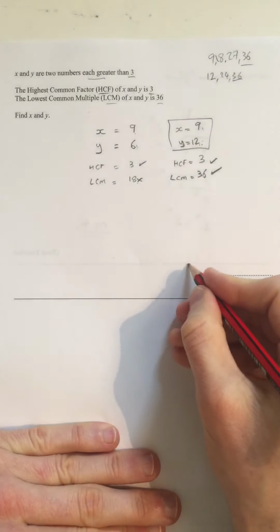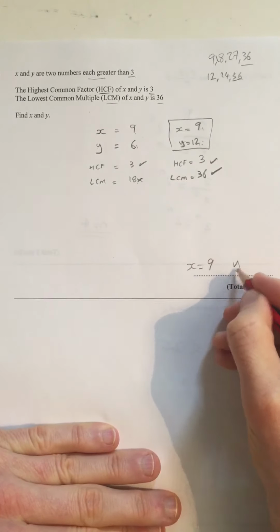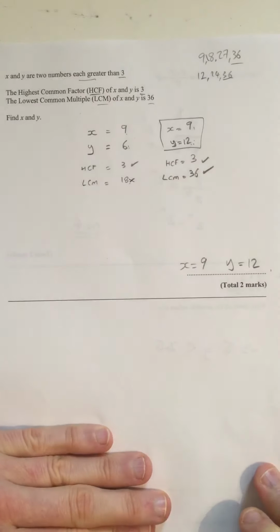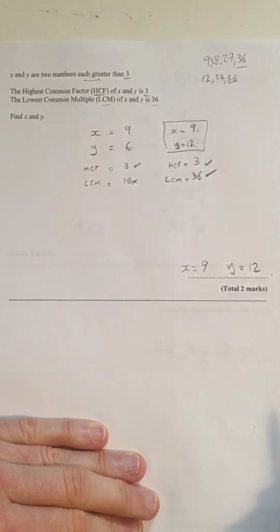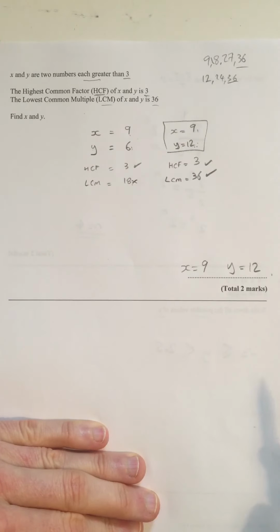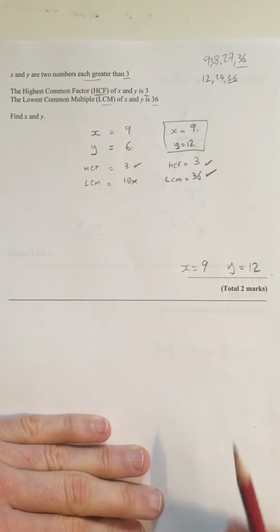So that's my answer. I'm going to say x is 9, y is 12. You could have said it the other way around. You could have said x is 12 and y is 9. Doesn't matter. But there we go. So that's how I would do that question.